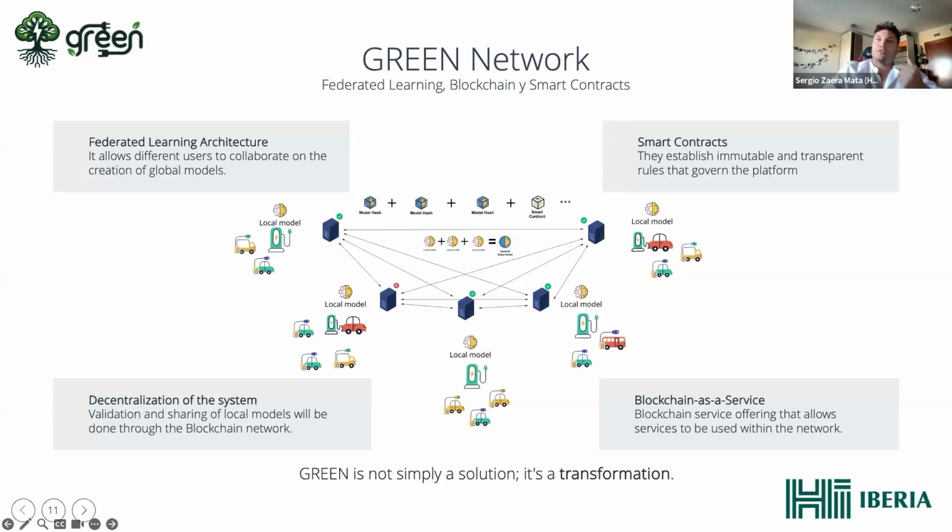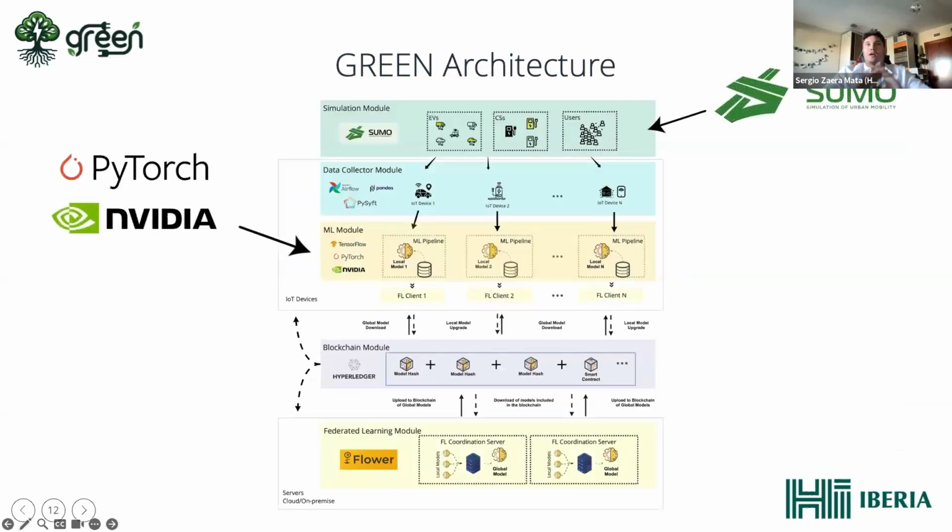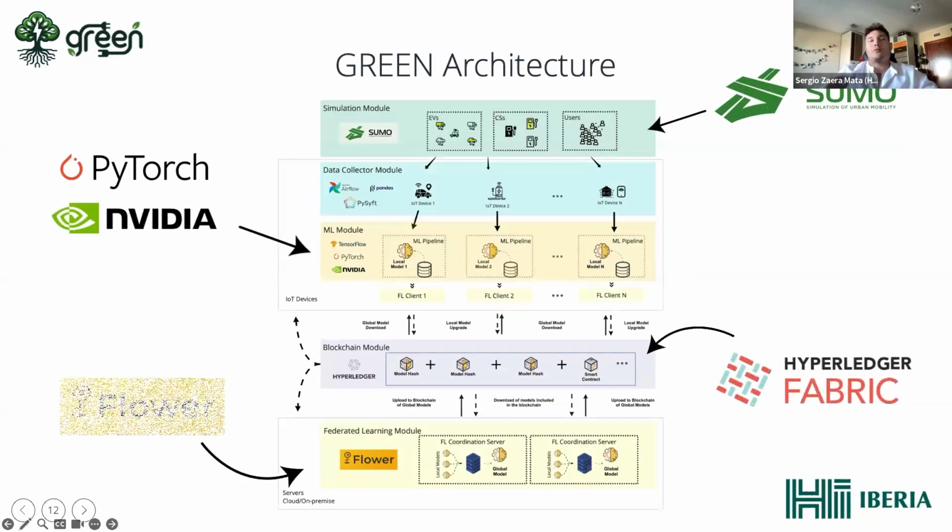This blockchain network is offered as a service. So the network will be private, but the people that are allowed will be able to connect and participate in it. And obviously, this network needs to be regulated. To be regulated, we need to establish some immutable and transparent rules, which are called smart contracts in the blockchain environment. So we are not building just a solution, we're building a transformation in the sector, mixing these technologies. Okay, so here you can see a big picture of the architecture of Green and the different models.